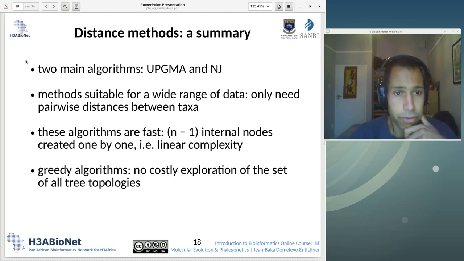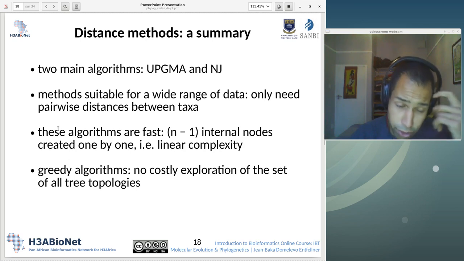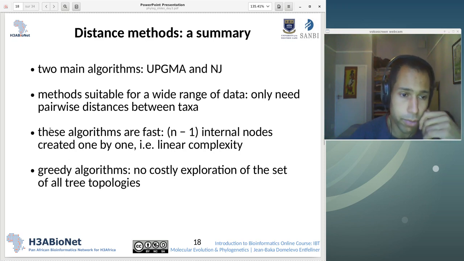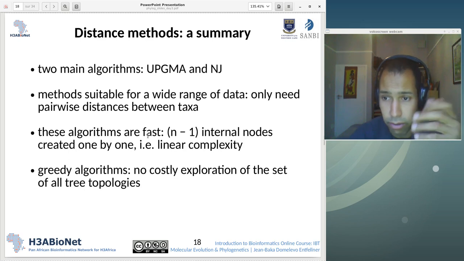These algorithms are fast. You've seen that the UPGMA algorithm is quite fast. I mean, it's quite straightforward, so implementations on a computer will be fast. It's n-1 internal nodes created one by one, so you have a linear complexity always.